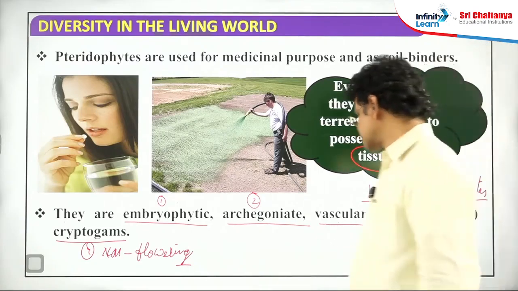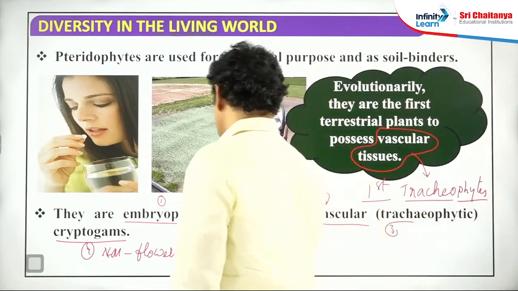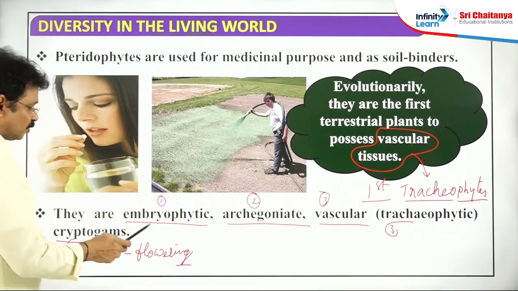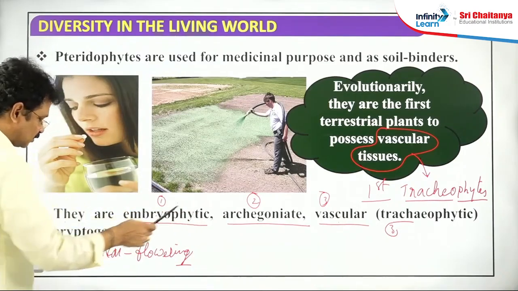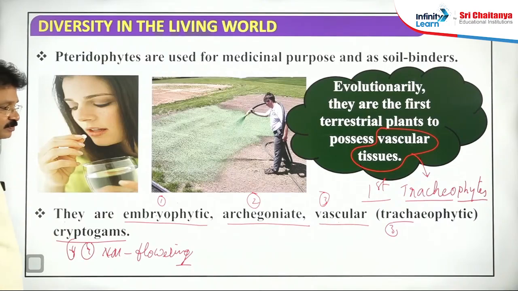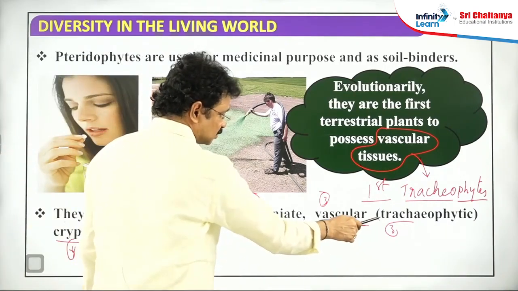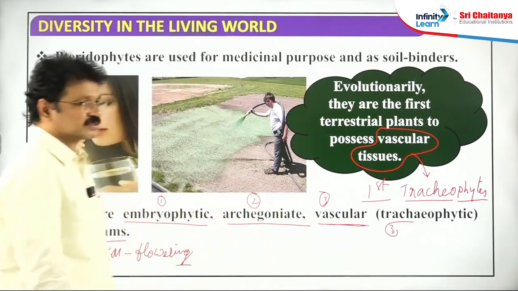Out of these 4 options, 3 options are similar in both bryophytes and pteridophytes. Both are embryophytes, archegoniates and cryptogams. But bryophytes are exclusively atracheophytes, while pteridophytes are tracheophytes.